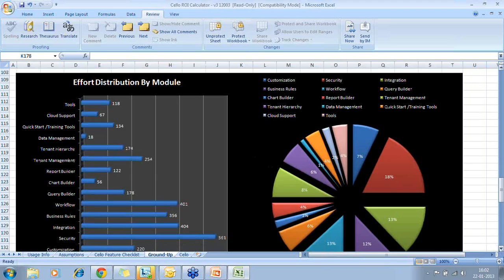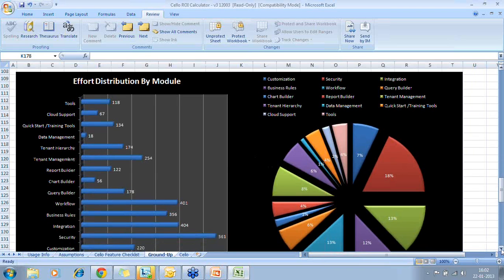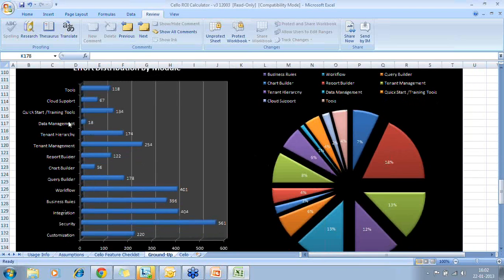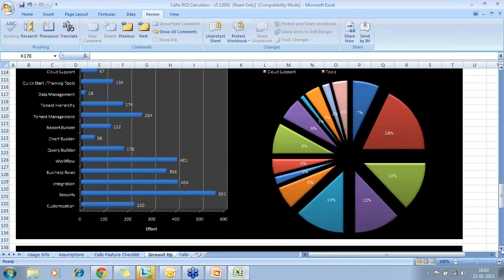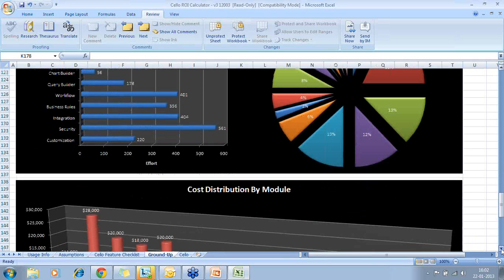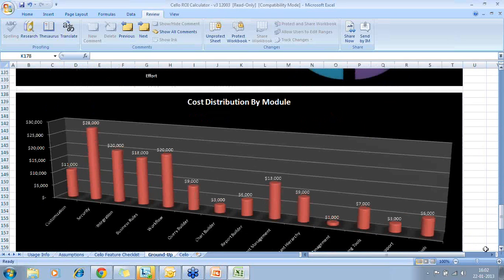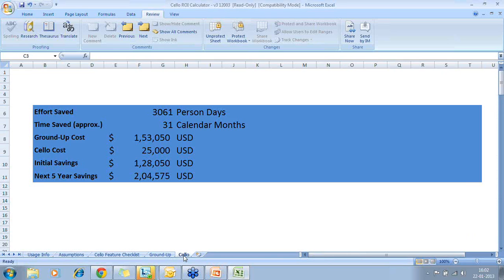This is a further breakdown by module. So there are several modules, right? Channel management, query builder, customization, and then hierarchy. So by module, you'll be able to see the percentage split up and the effort split up. Similarly, the cost split up. So all this from a ground up development perspective.